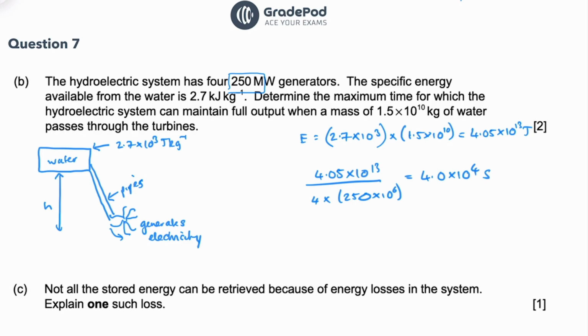And of course we want to turn that into hours because it's not particularly useful having that in seconds here. So we divide it by 60 to turn it into minutes. Then we divide it by 60 to turn it into hours. And that gives us 11.1 hours. So this system will generate electricity using that mass of water for 11.1 hours.